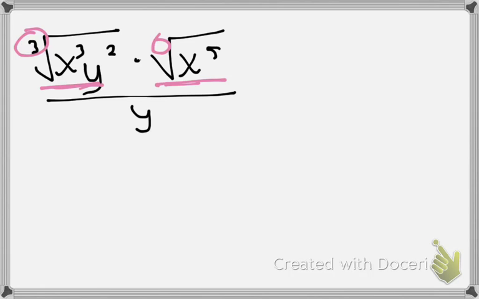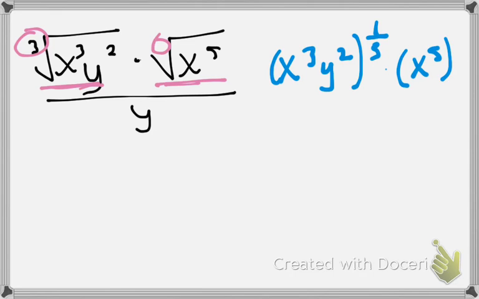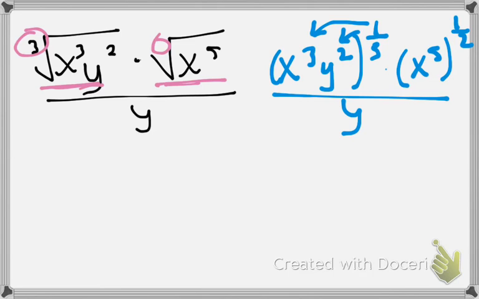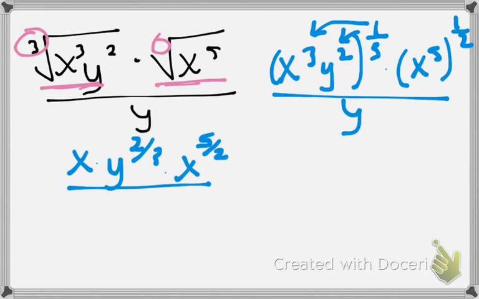If we rewrite this with rational exponents, we'll be able to combine these x's and y's together much easier and legally. So I'm going to take that x cubed y squared, rewrite the cube root as to the 1/3 power. I'm going to take that x to the 5th. I'm going to rewrite the square root to the 1/2 power. And the y just kind of gets to hang out. So we're going to apply our properties by multiplying the exponents. So that becomes x, that becomes y to the 2/3, and that becomes x to the 5/2, all over y.